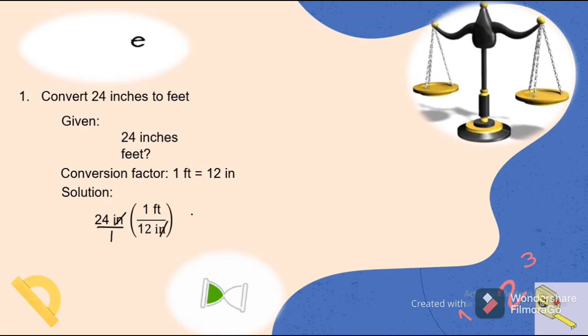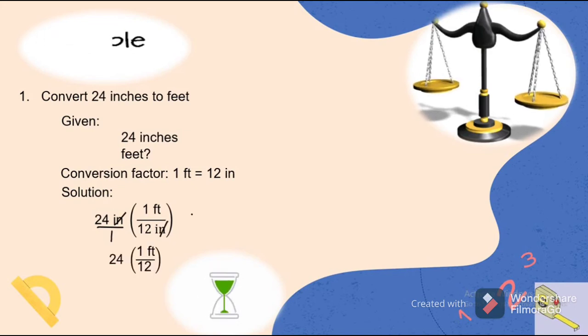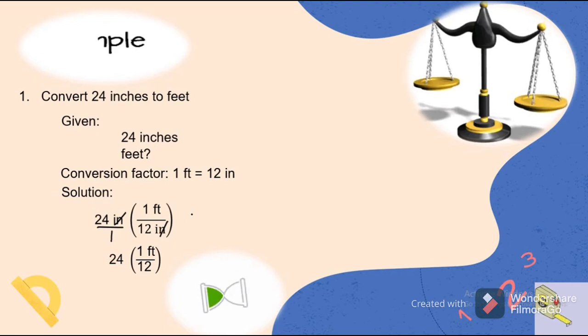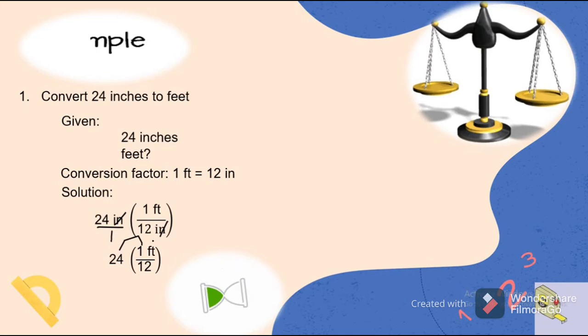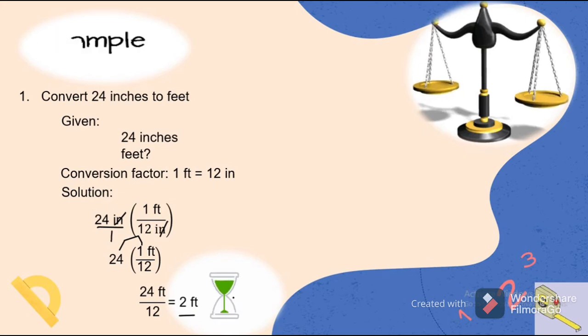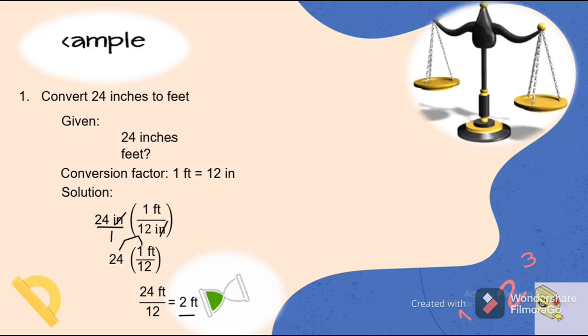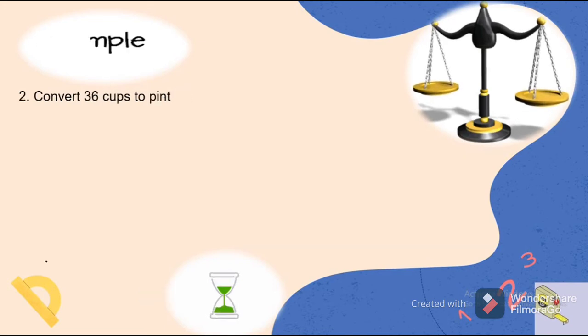So we have 24 times 1 foot over 12, then simplify. 24 times 1 is equal to 24 feet over 12, then divide. So we have 2 feet. So therefore, 24 inches has the same length as 2 feet. Let's move on to another example.